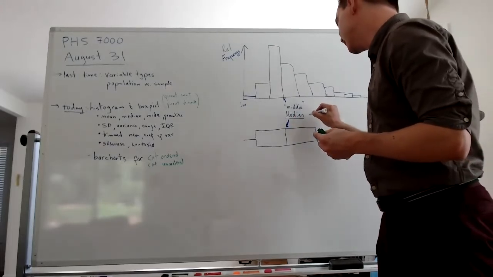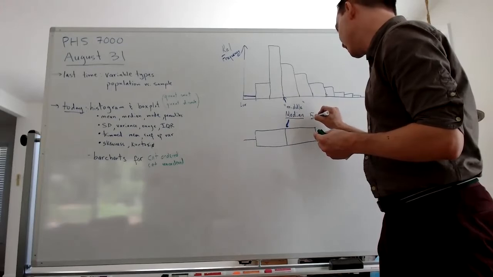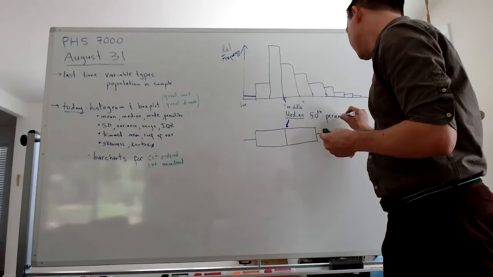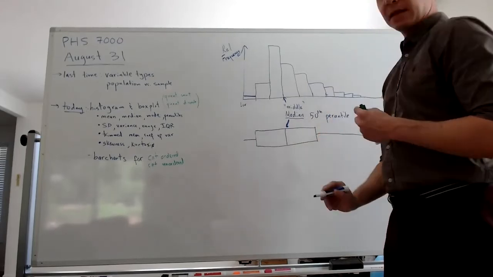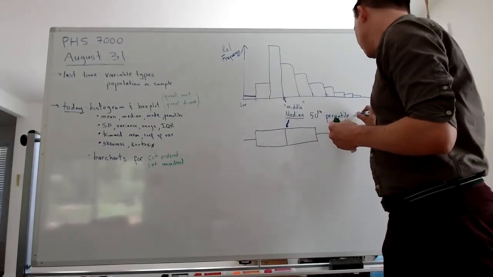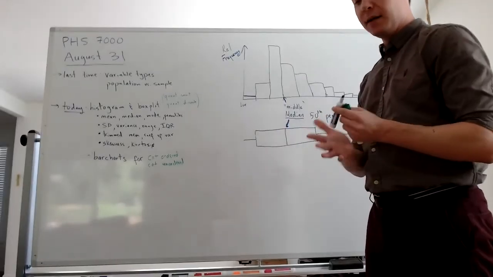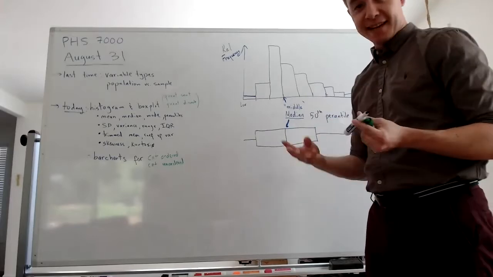It's the median, also known as the 50th percentile. Also known as Q2, or the second quartile. Quartile, quarters, it's the second quarter.